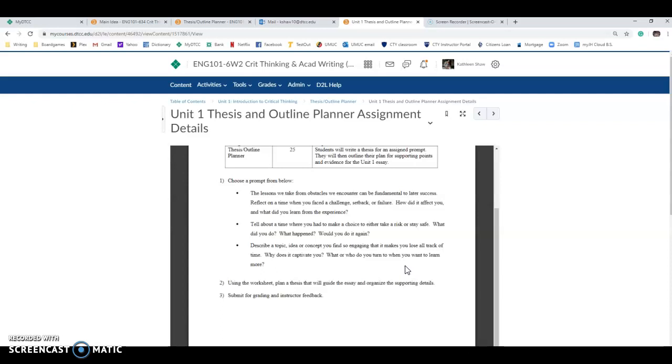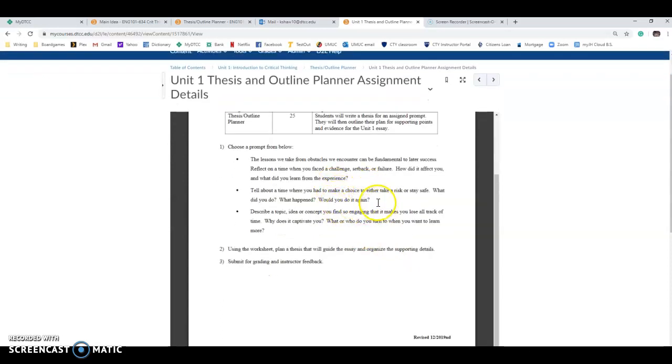So my recommendation would be to start by explaining the scenario. Maybe in your first body paragraph, explain the scenario. In your second body paragraph, explain what you chose to do and what happened. And in your third, explain would you do it again and why or why not? What did you learn? That's kind of implied in would you do it again. You're going to explain, well, I learned this and therefore I would do it again, or therefore I would not do it again.